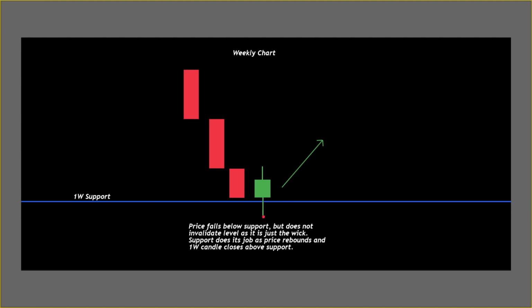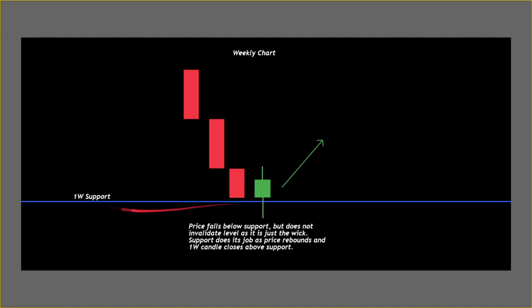In this situation, price actually came back up to its open and continued upwards, and the candle shifted from red to green and even came up higher here, before continuing and signaling some sort of market shift. So just because price came below this 1 week support level does not necessarily invalidate the level.